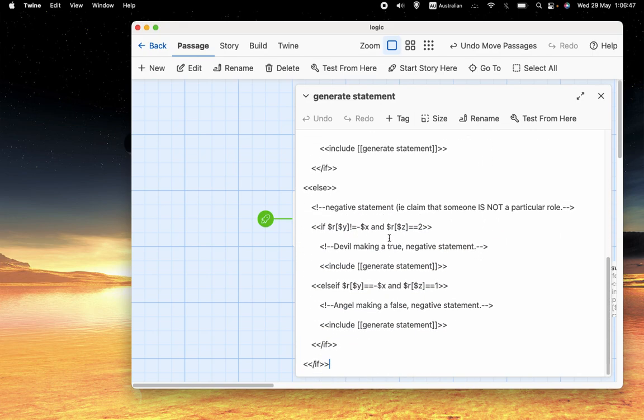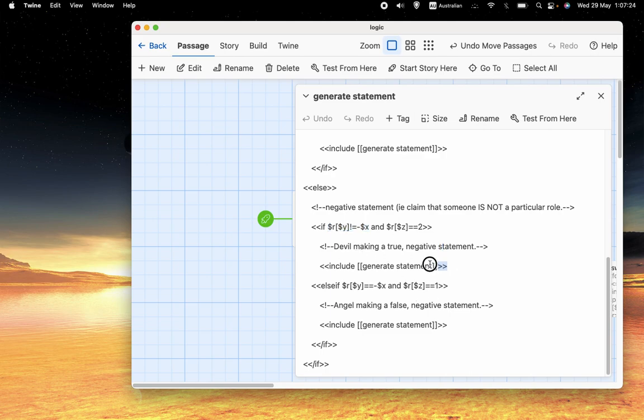So if roll Z is equal to 2, in other words, if the being making the claim is the devil, and roll Y does not equal minus X, then that's the devil making a true statement, because remember the claim is that somebody is not roll X. And if RY does not equal, that's what that exclamation mark equals means, if RY does not equal minus X, then that's a true statement.